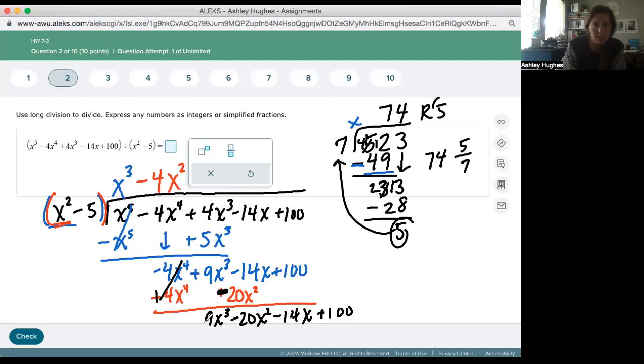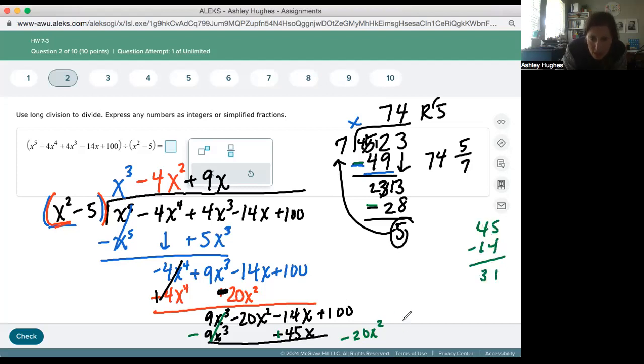And now I'm going to look at this next term, which is 9x cubed. So I need to multiply by a 9x. If I multiply 9x times x squared, I get 9x cubed. If I multiply 9x times negative 5, I get negative 45x. And then again, you change both signs. Subtracting, just like you subtracted here or here, is flipping both signs. So I'm left with negative 20x squared, and then 45 minus 14 gives me 31. So it'd be 31x plus 100.